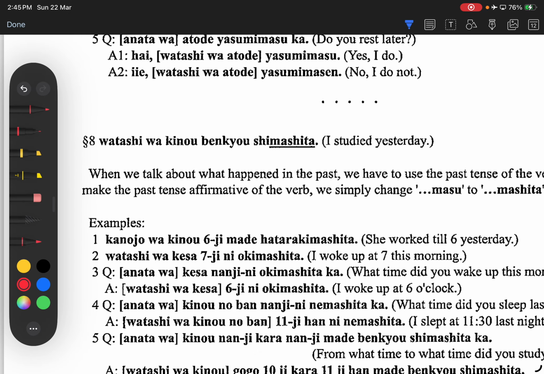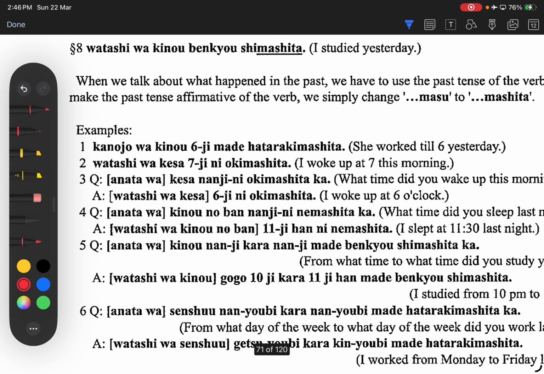Alright, next we have the past tense as well. Instead of saying shimasu, we change to shimashita. It becomes past tense, but it's still the affirmative version. So it's not like would not, it's would. It's just changed to past tense, so will changes to would. I would do, instead of I will do. So past tense is shimashita. Whatever happened in the past, we use shimashita. Whatever is happening in the present, like right now, or in the future, we use the affirmative masu version.